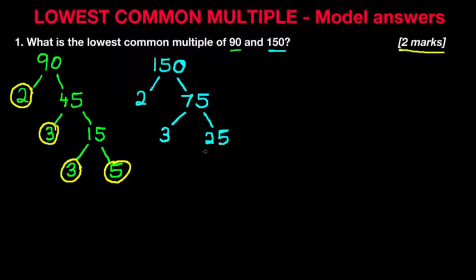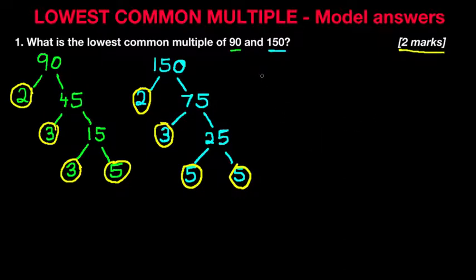Now 25 cannot be divided by 2 or by 3, and the next prime number is 5. 5 times 5 is 25. So we have now got all the prime factors for number 150. It is 2 times 3 times 5 times 5. So we have completed the first stage in working out the lowest common multiple.